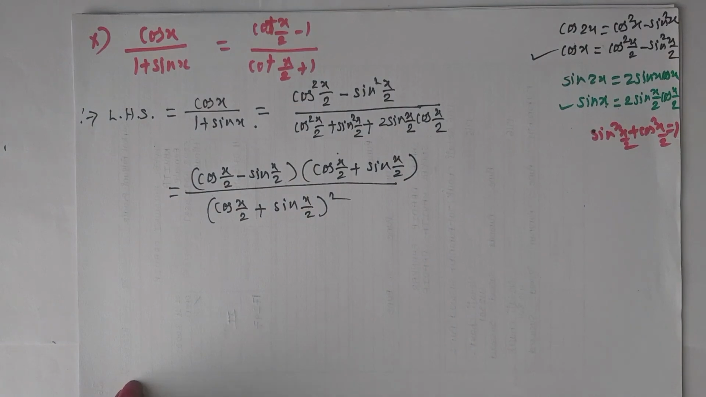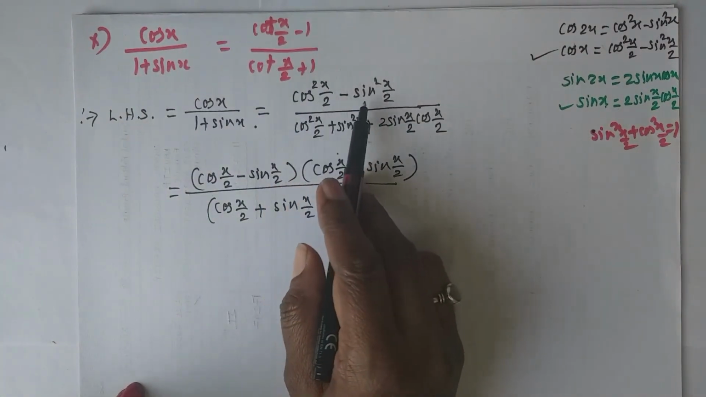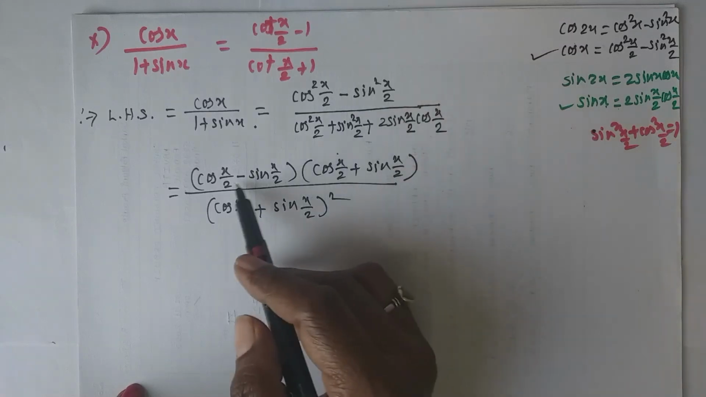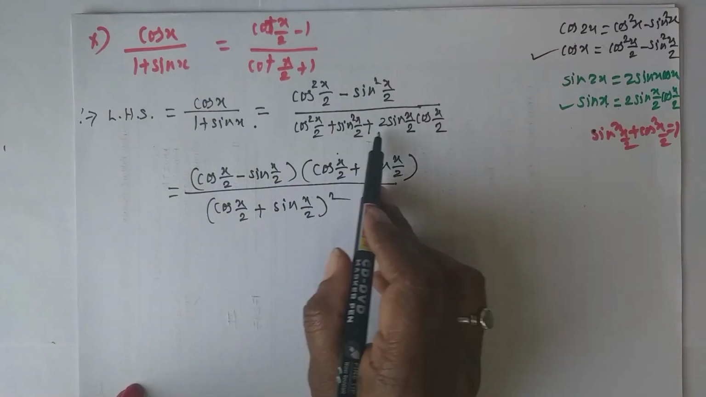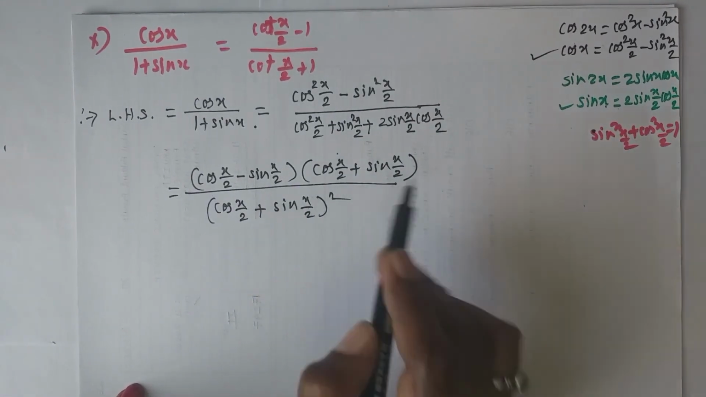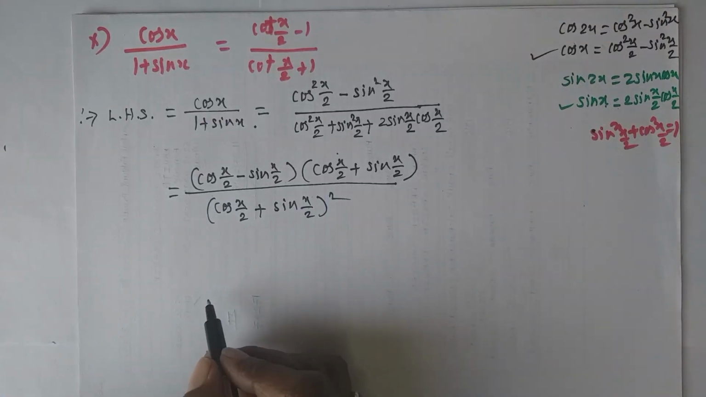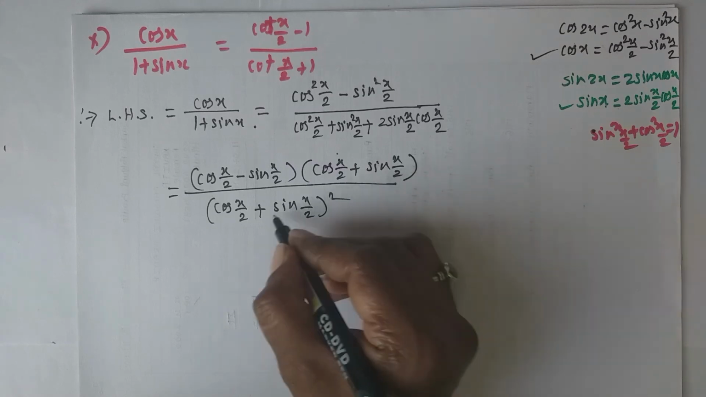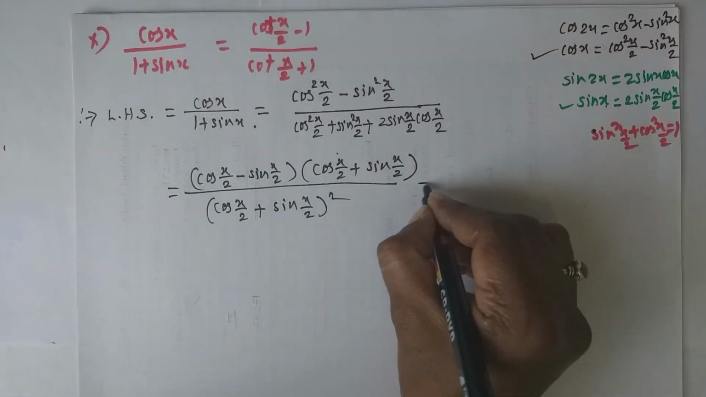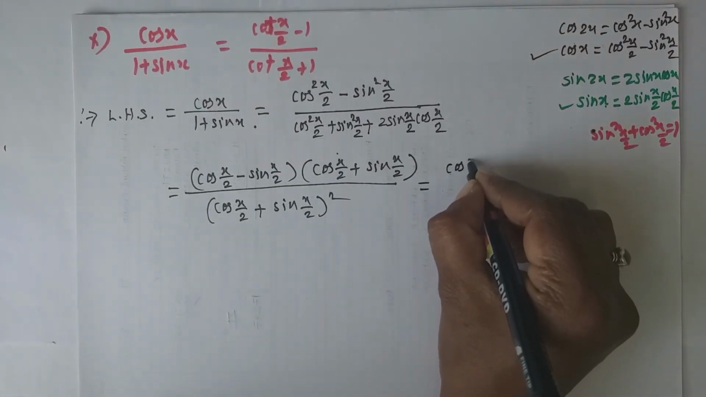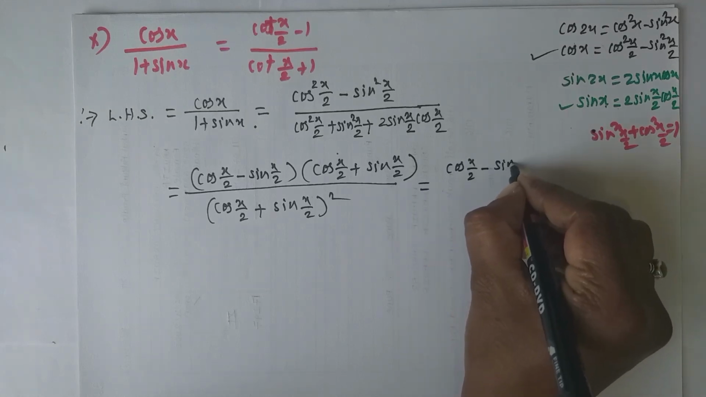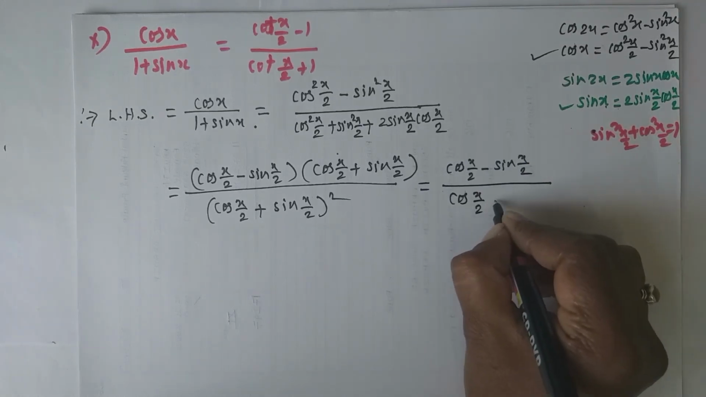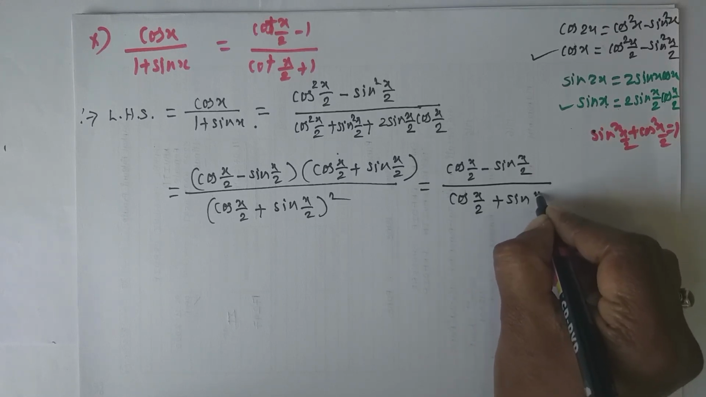I am factorizing this. If there is a square minus b square, then its factors are a minus b, a plus b, like that. And this is the expansion of cos x by 2 plus sin x by 2 bracket square. Now here one of the cos x by 2 plus sin x by 2 terms will get cancelled. And what remains here? Here remains cos x by 2 minus sin x by 2 divided by cos x by 2 plus sin x by 2.